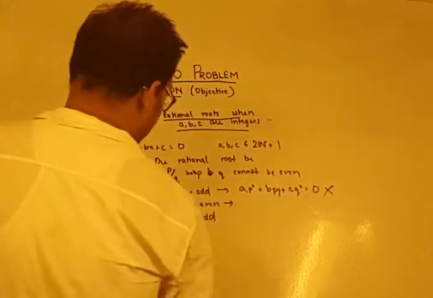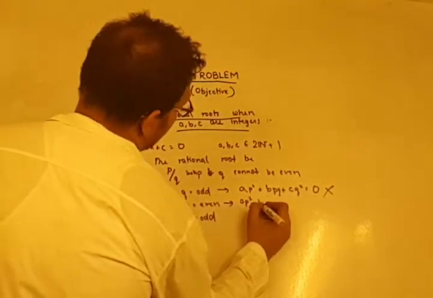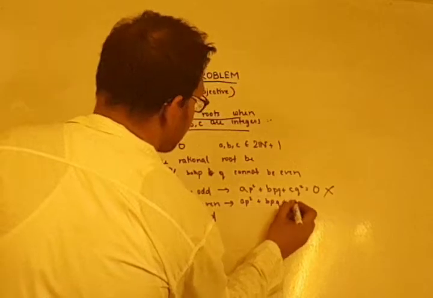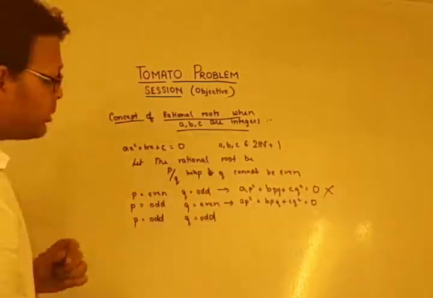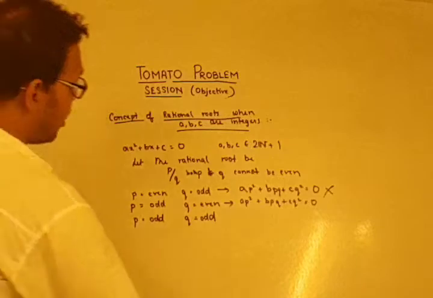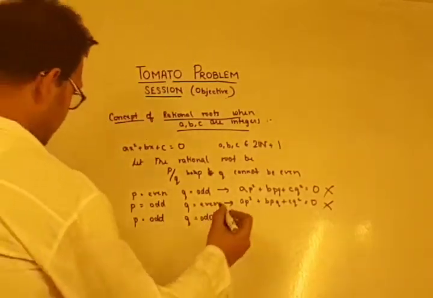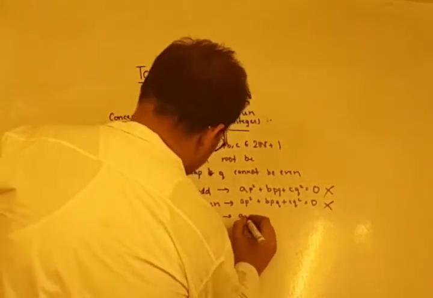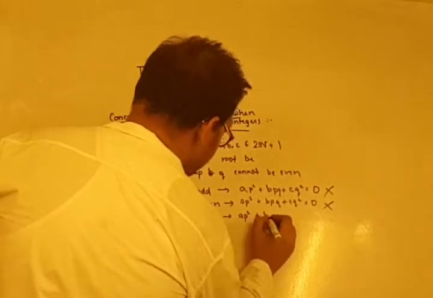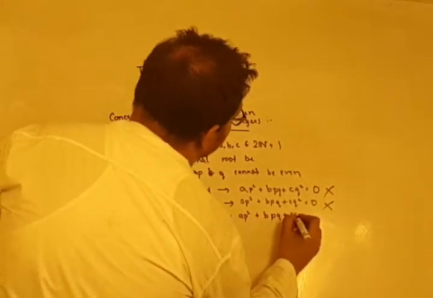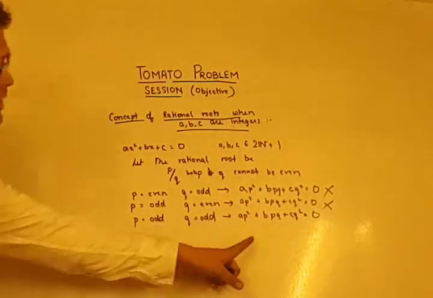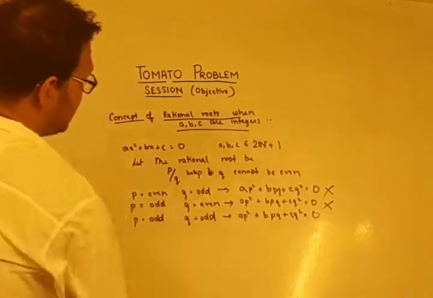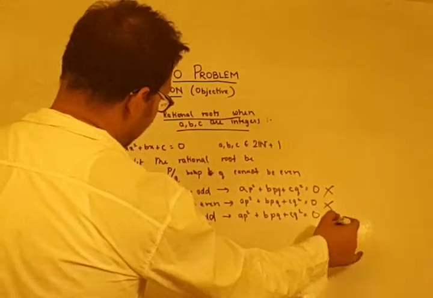Again, if I substitute in the second case, I'll get the same thing. Here one term is odd, and the other two are even. Even plus even is even, and even plus odd is odd, and odd equals 0 cannot happen. The last case says both are odd. Then each term is an odd number. Odd plus odd gives an even number, and an even number plus an odd number again gives an odd number, and an odd number cannot be 0.